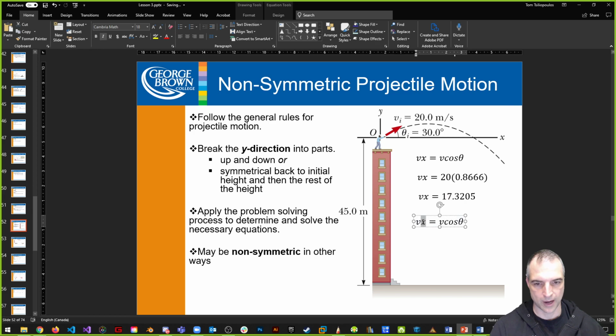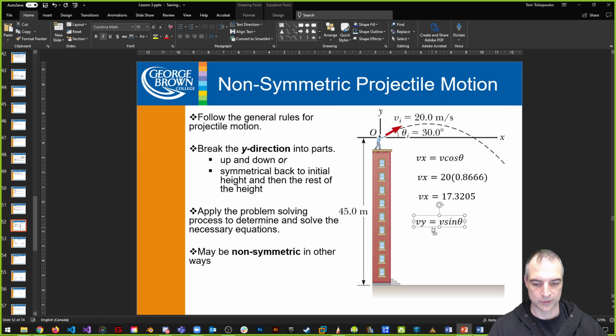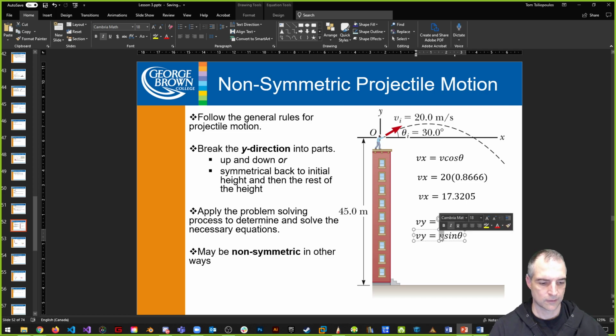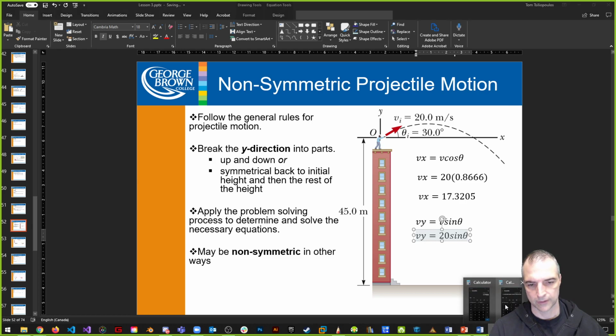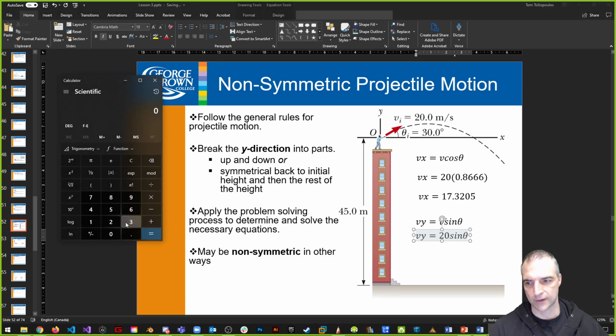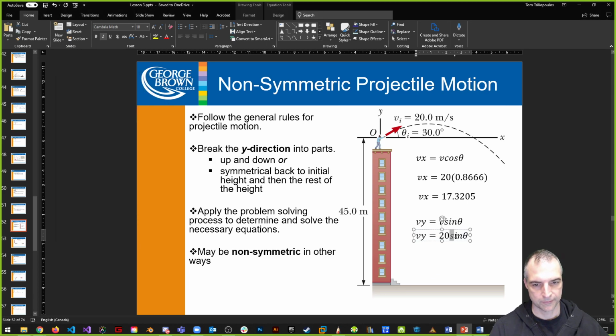So Vy is V sine theta. We have the same angle, but the result is going to be different. This is the first thing I would probably do: break it down into components. So V is 20 times sine of 30 degrees, and I'm not taking into account acceleration yet. Sine 30 is going to be 0.5. So 0.5 times 20 is 10.